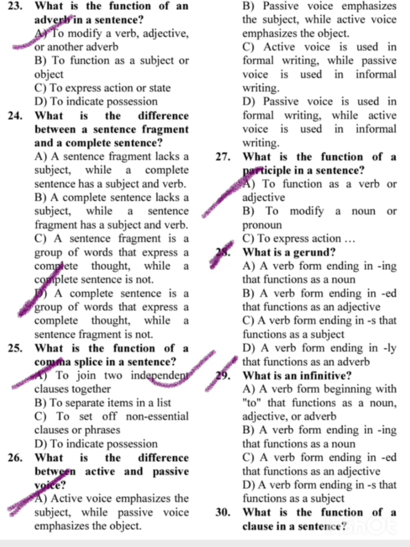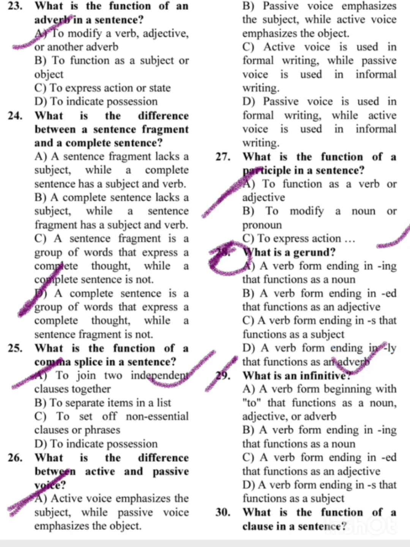Then we have the 28th question. What is gerund? Here option A is the correct answer. A verb form ending in ing that functions as a noun. See, it is a verb form ending with ing, that is V4. But if it is functioning as a noun, then it will be called a gerund.